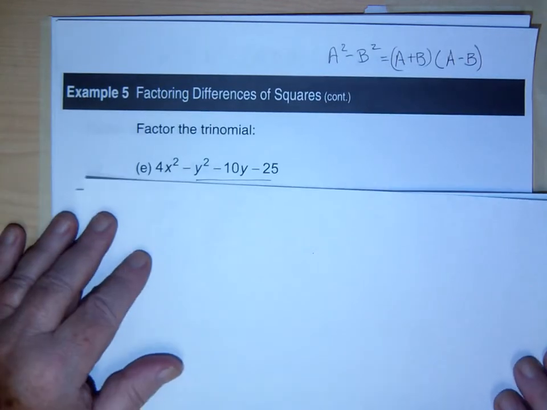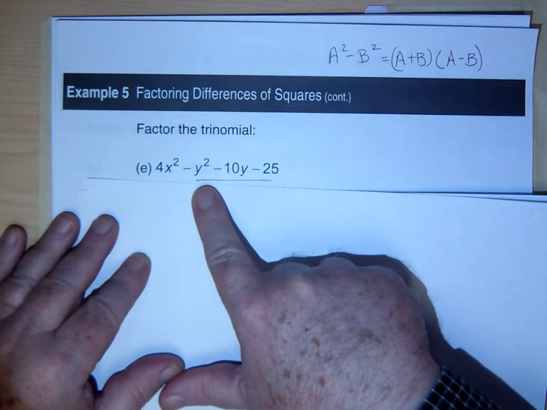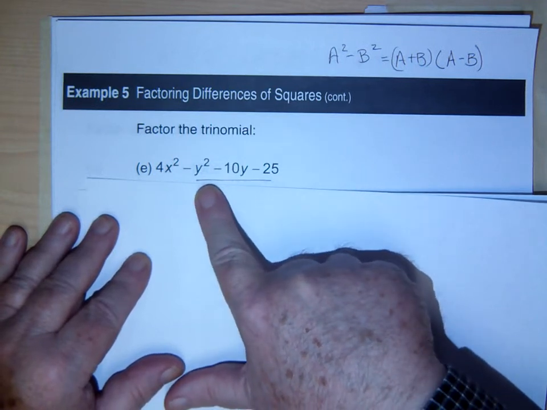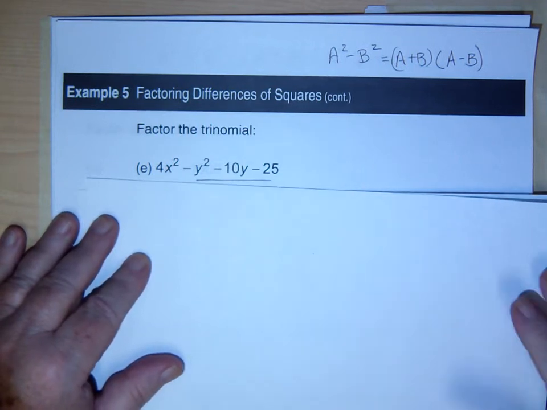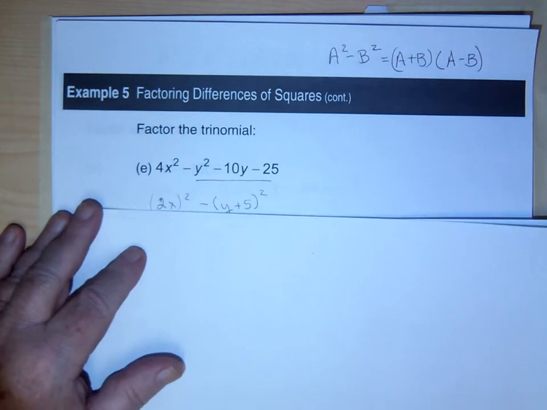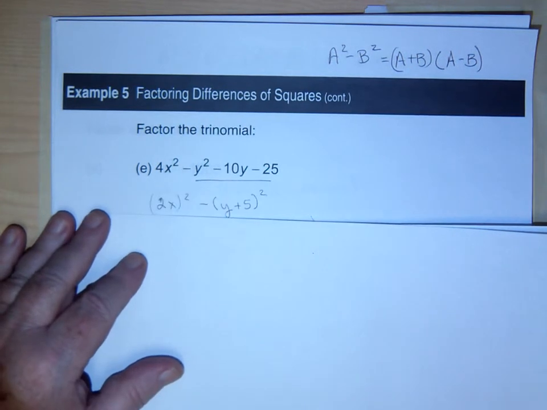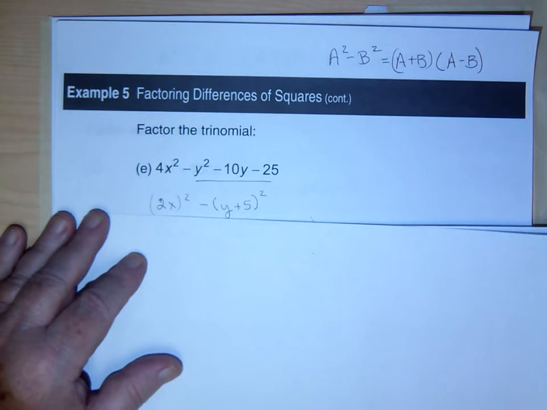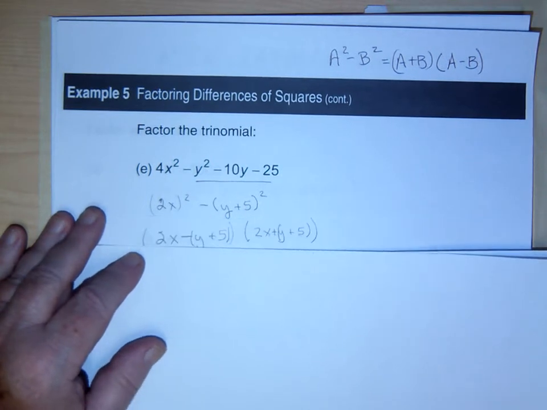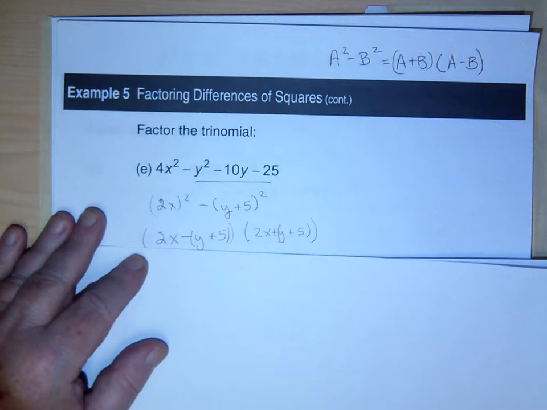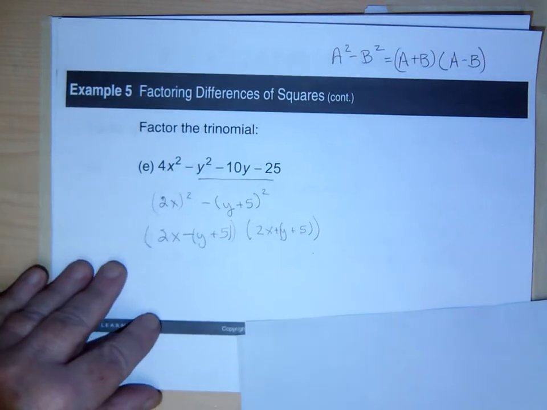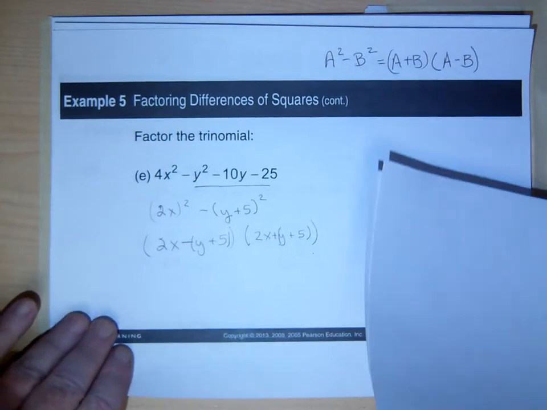In this one, if we recognize that these last three terms, if I factor a minus out, that is y plus 5 whole squared. So that means this expression is the same as 2x whole squared minus y plus 5 whole squared. And then this can in turn be factored this way: 2x minus y plus 5 and 2x plus y plus 5.